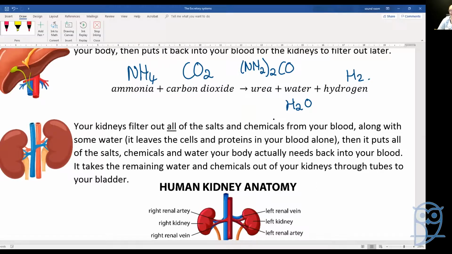There could be some sugar. If there's too much sugar in your blood, it gets passed out through your kidneys into your urine, and all sorts of things like that. So anything that your body doesn't need, it passes out through your kidneys into your urine.